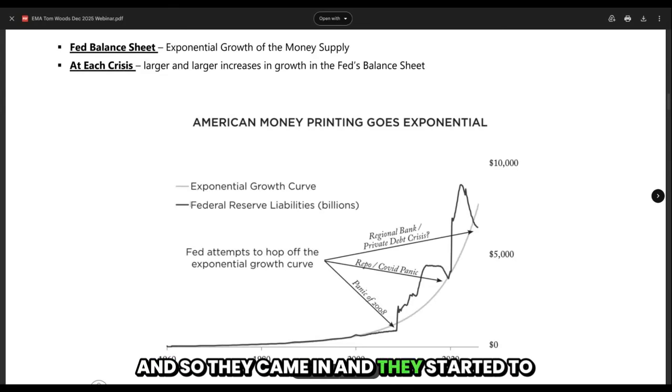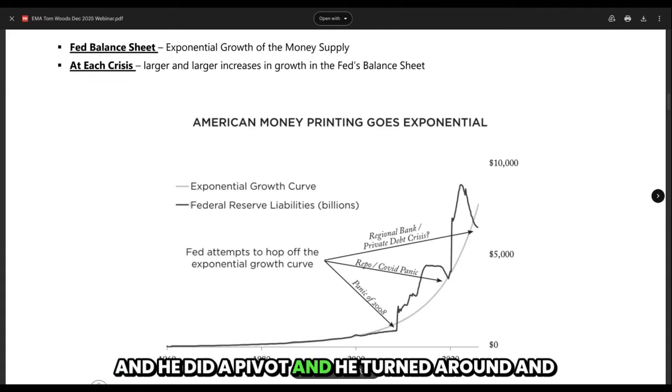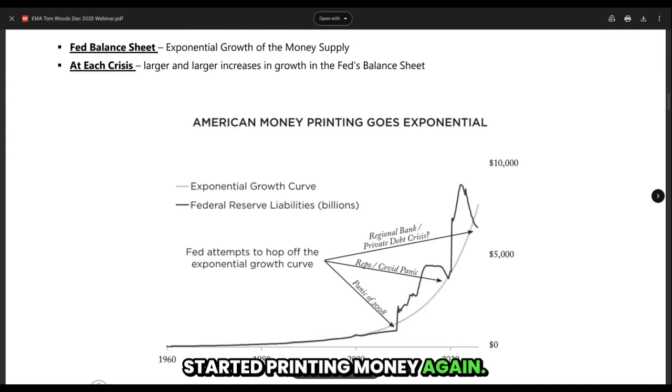And so they came in and they started to tighten it again, and Yellen started the process, and then Powell added to it. And that took you into 2019, when in the fall of 2019, the repo market blew out and went to 10%, and they realized bank reserves were too low. And he did a pivot, and he turned around and started printing money again.